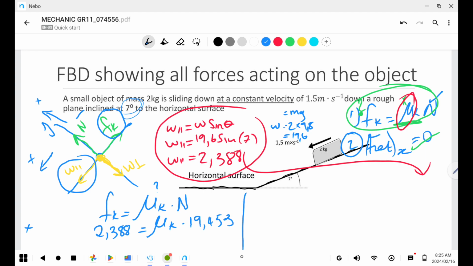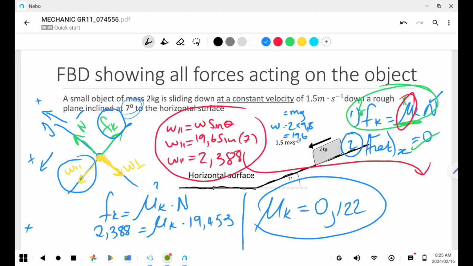And then if you do that, you'll find that your mu k, remember we predicted that it should be greater than 0 but less than 1, and it is indeed greater than 0, less than 1. And remember that the mu k is unitless.